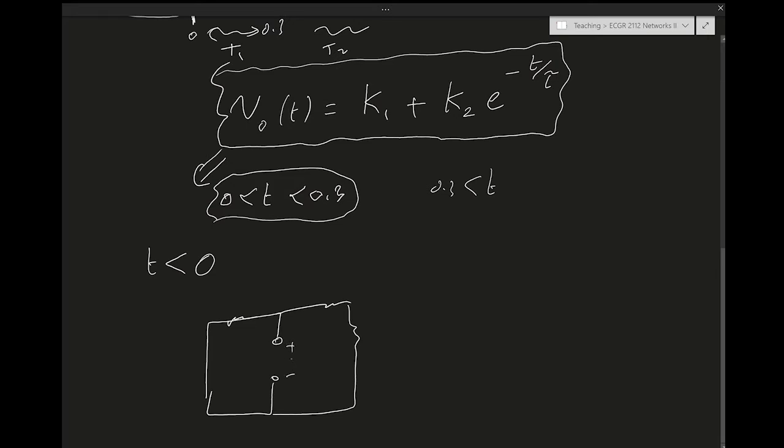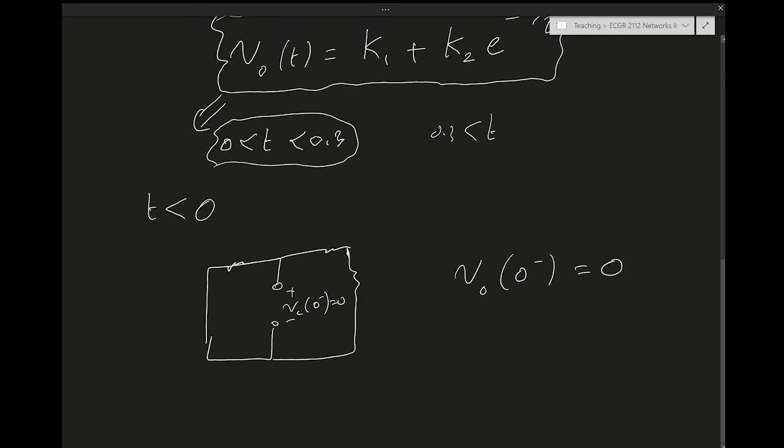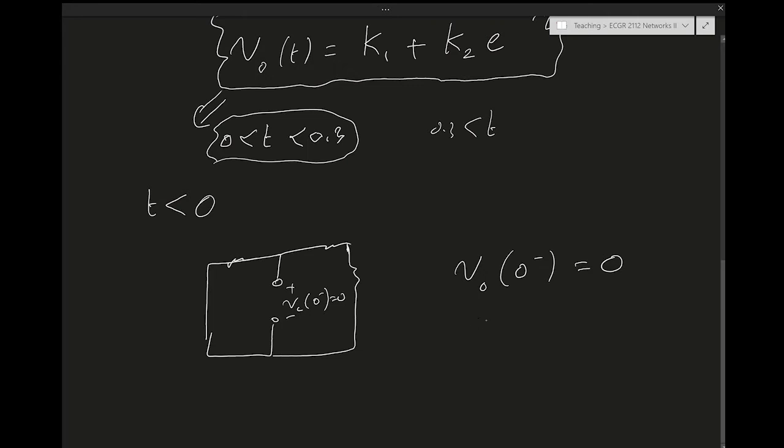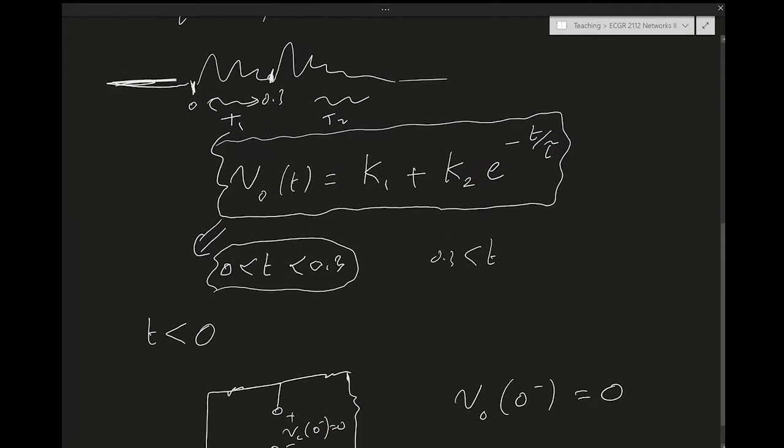The capacitor voltage is going to be 0. VC at 0 minus equals 0. So what does that mean in terms of the output voltage? VO of 0 minus equals 0. Now that doesn't mean VO of 0 plus equals 0, because remember we said only the capacitor voltage is continuous. Any other circuit variable is not necessarily continuous after the transient.